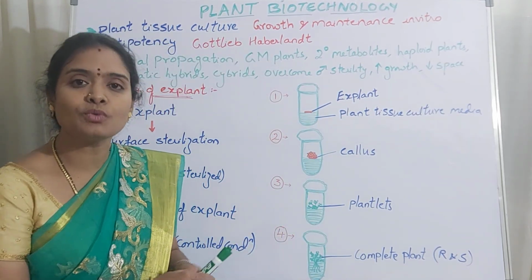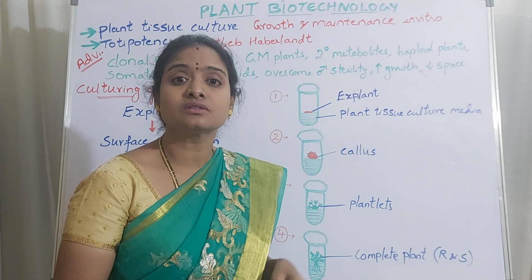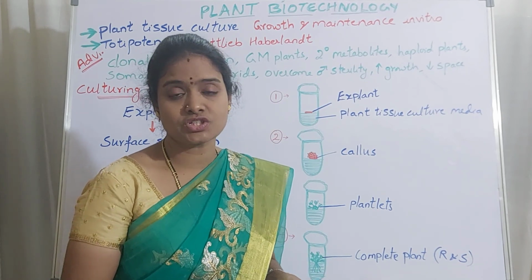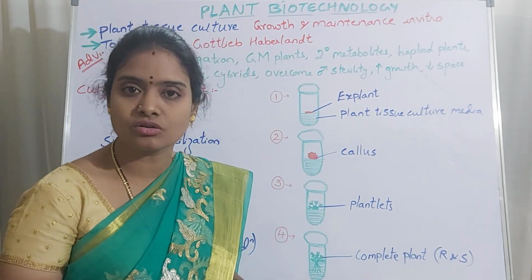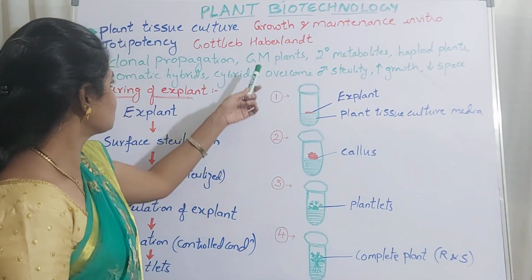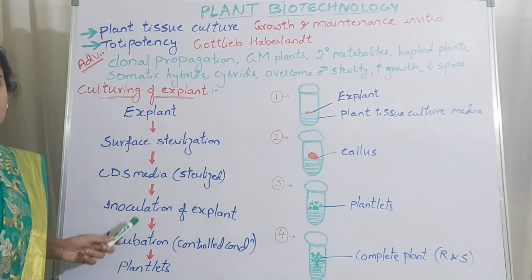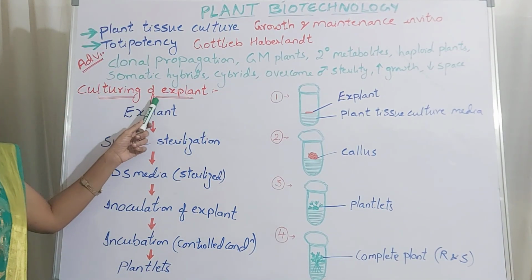Okay, within a small area you can produce thousands of plantlets which have the desired gene of interest. So let us go into the procedure. Here it is the culturing of the explant.